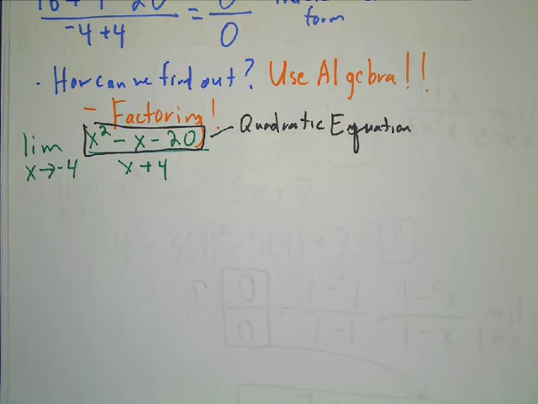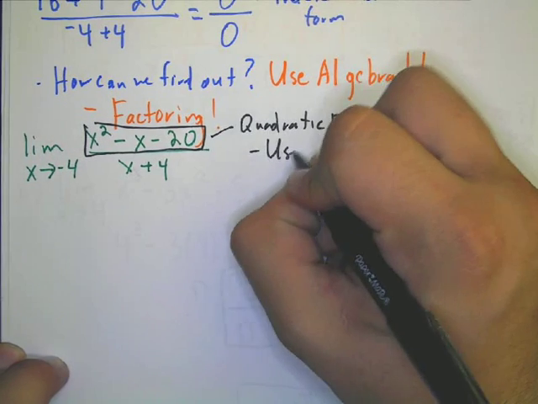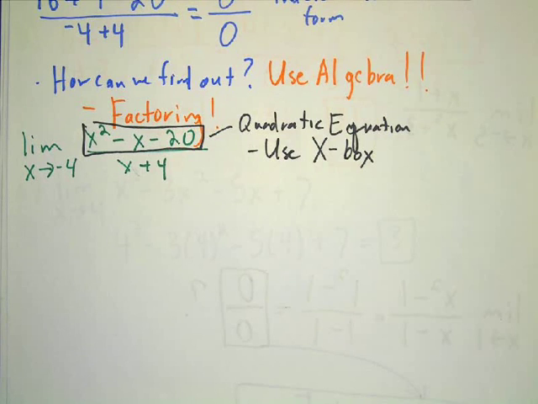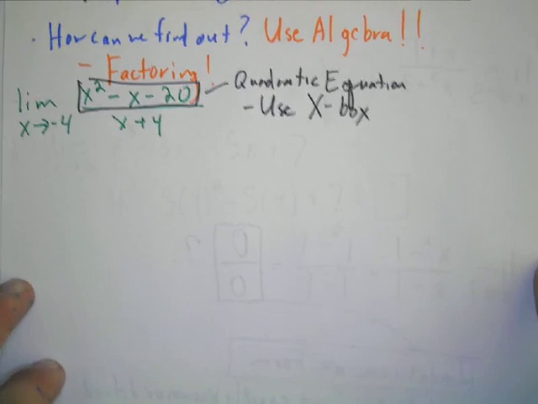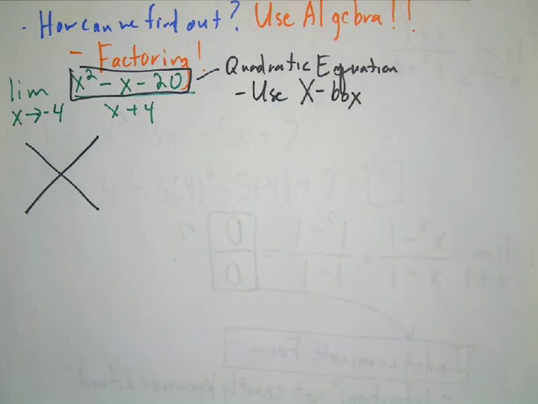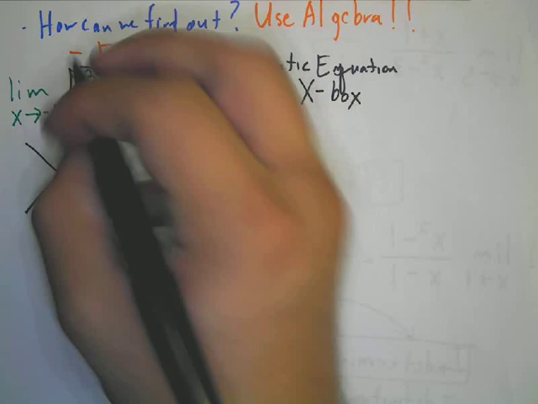It's a quadratic equation, and so what do you use in that case? You do the x box. You use the x box in this case, right? All right, so let's do that. So what goes in the top? -20. What about the bottom? -1. Good.